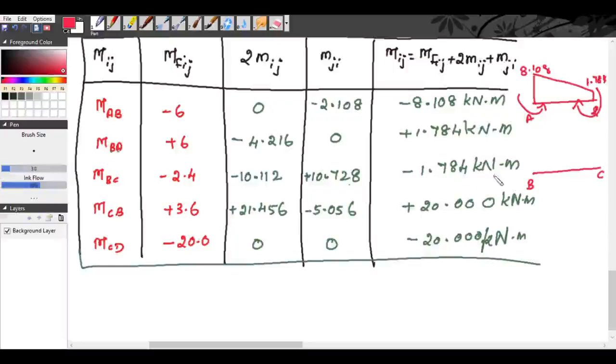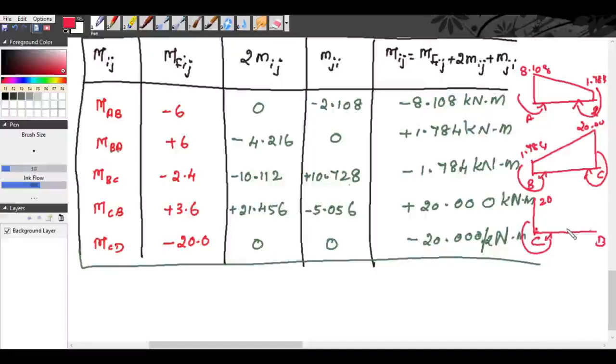When you are considering the span BC, MBC is minus 1.784, so it is anti-clockwise, pointing upwards. MCB is plus 20, so it is clockwise, again pointing upwards. So it will be like this, this is 20. When you are considering the span CD, at C it is negative, so pointing upwards. We have a 20 kilonewton meter here. At D, you will not have any moment, because it is an overhang.